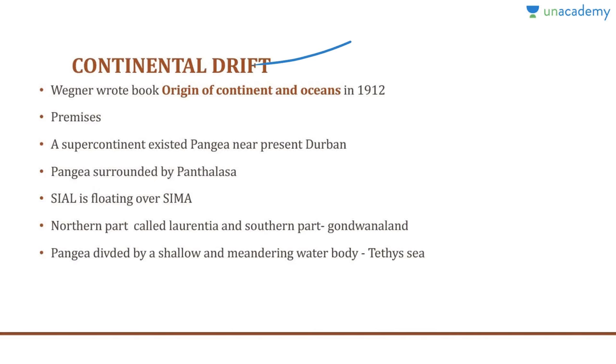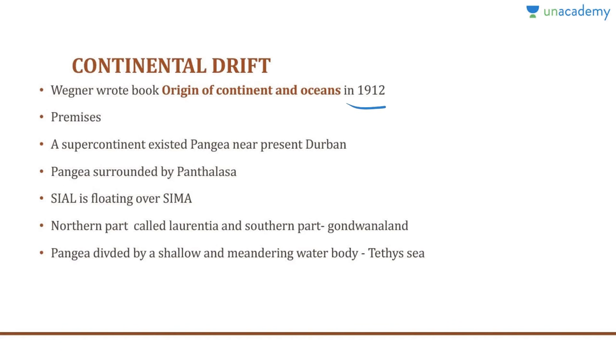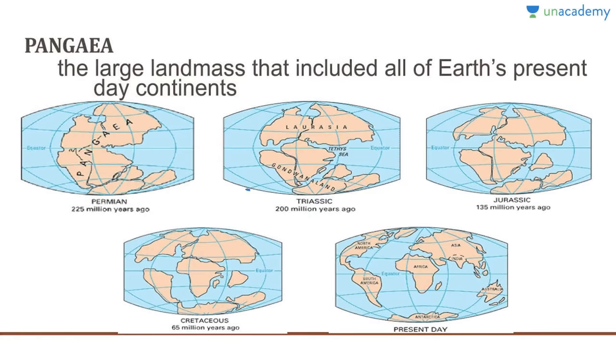Alfred Wegener wrote a book known as Origin of Continents and Oceans in 1912, and in this he explained his theory. The basic premise of this theory is that a supercontinent existed, named Pangaea, and it existed near the present Durban. This Pangaea was surrounded by a huge water body, Panthalassa. You can see it here: this was Pangaea, the supercontinent, surrounded by the huge water body Panthalassa.